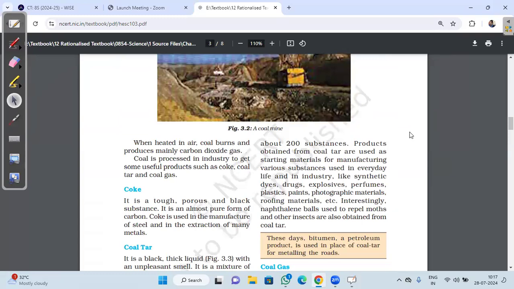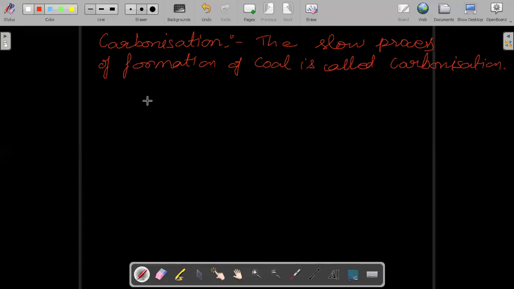When heated in air, coal burns and produces mainly carbon dioxide gas. Since coal contains mainly carbon, by burning of coal we get carbon dioxide mainly. If incomplete combustion takes place, we get carbon monoxide. Now we'll see what is coke. That will perform distillation of carbon and will obtain coke.